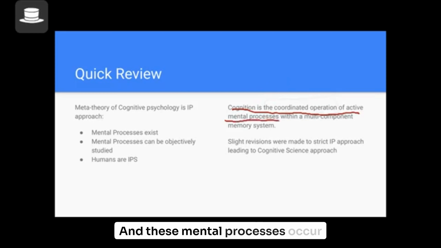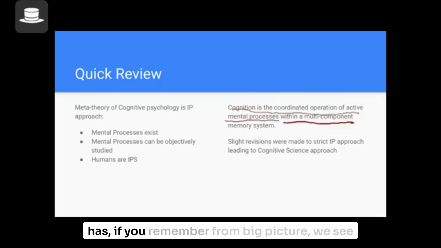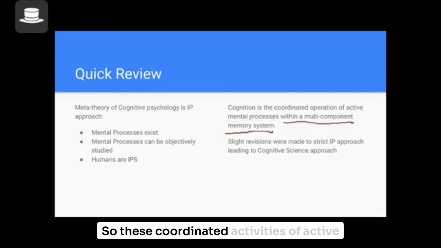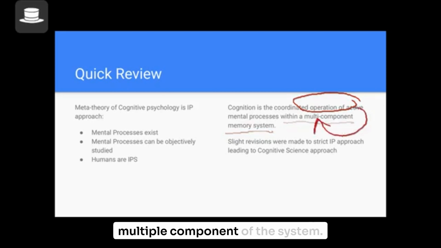And these mental processes occur within a system, a memory system. It's a multi-component system; if you remember from the big picture, it has sensory memory, short-term or working memory, and long-term memory. So these coordinated activities of active mental processes, such as sensation, perception, and attention, occur in this multiple component memory system.